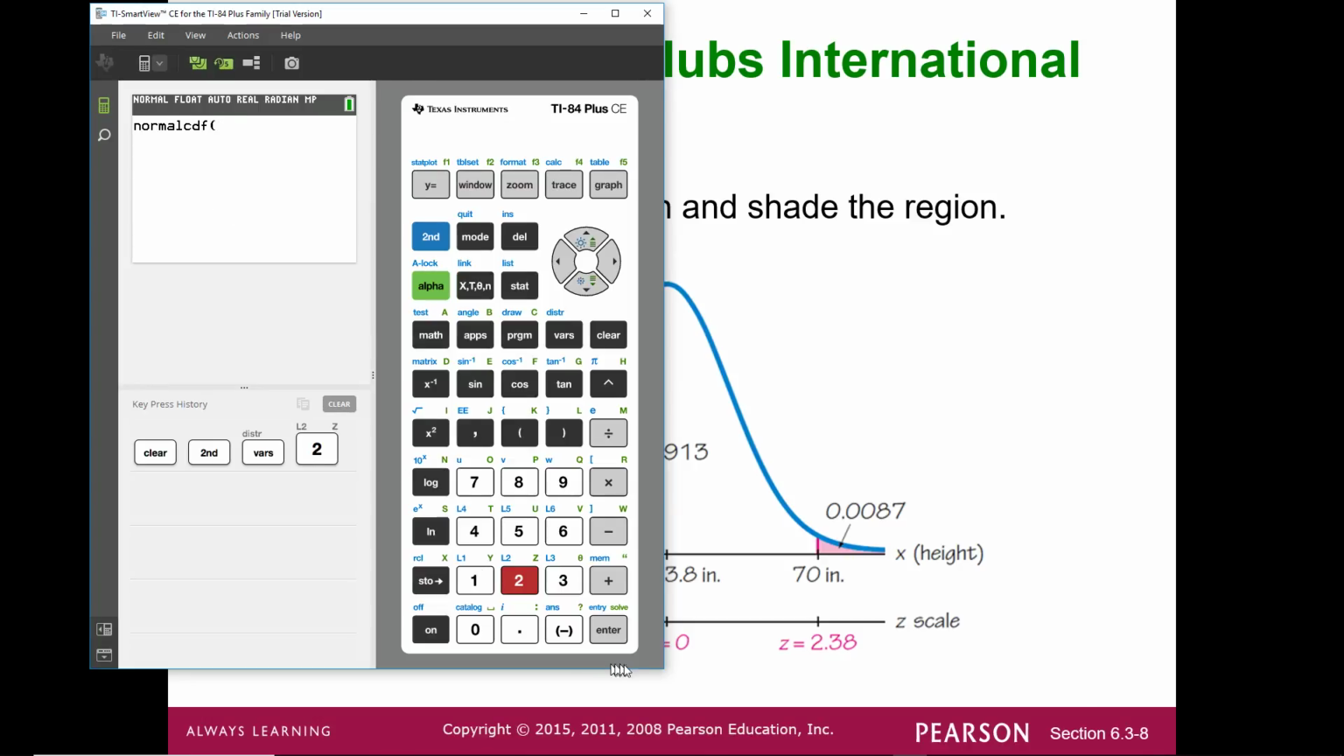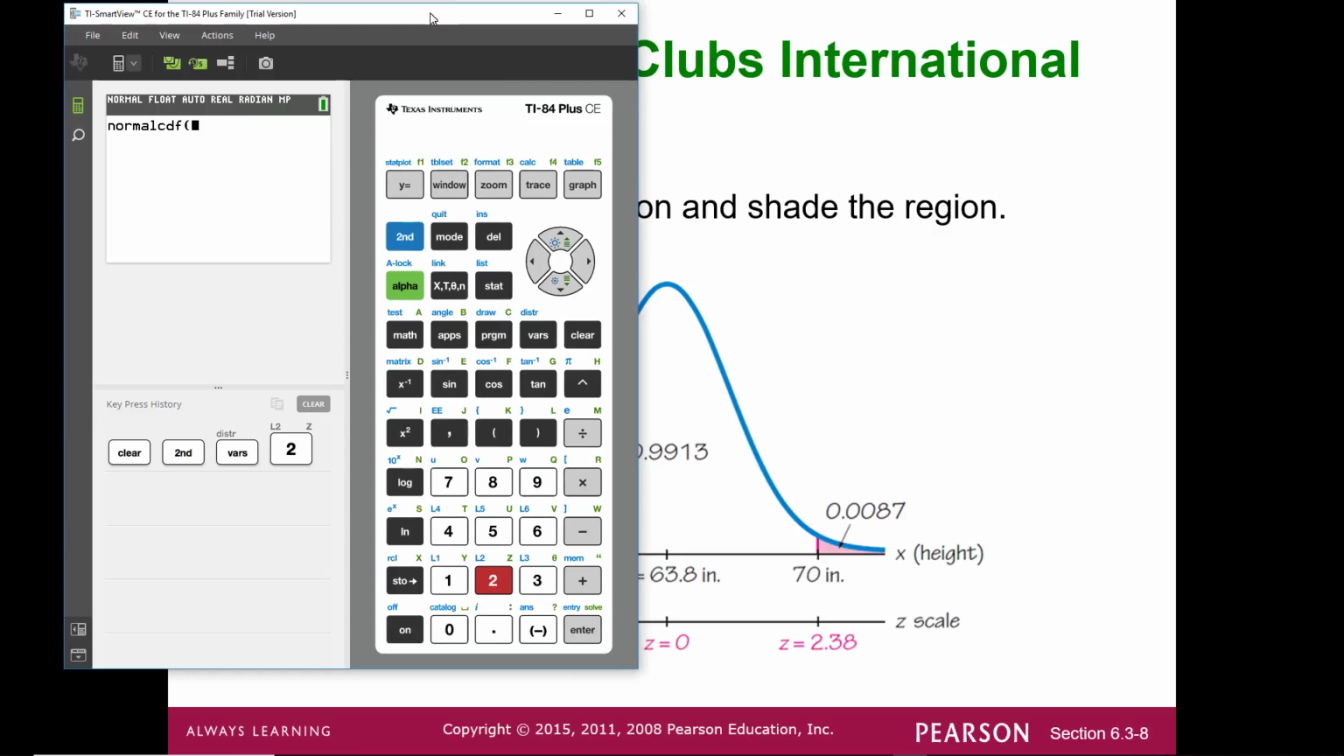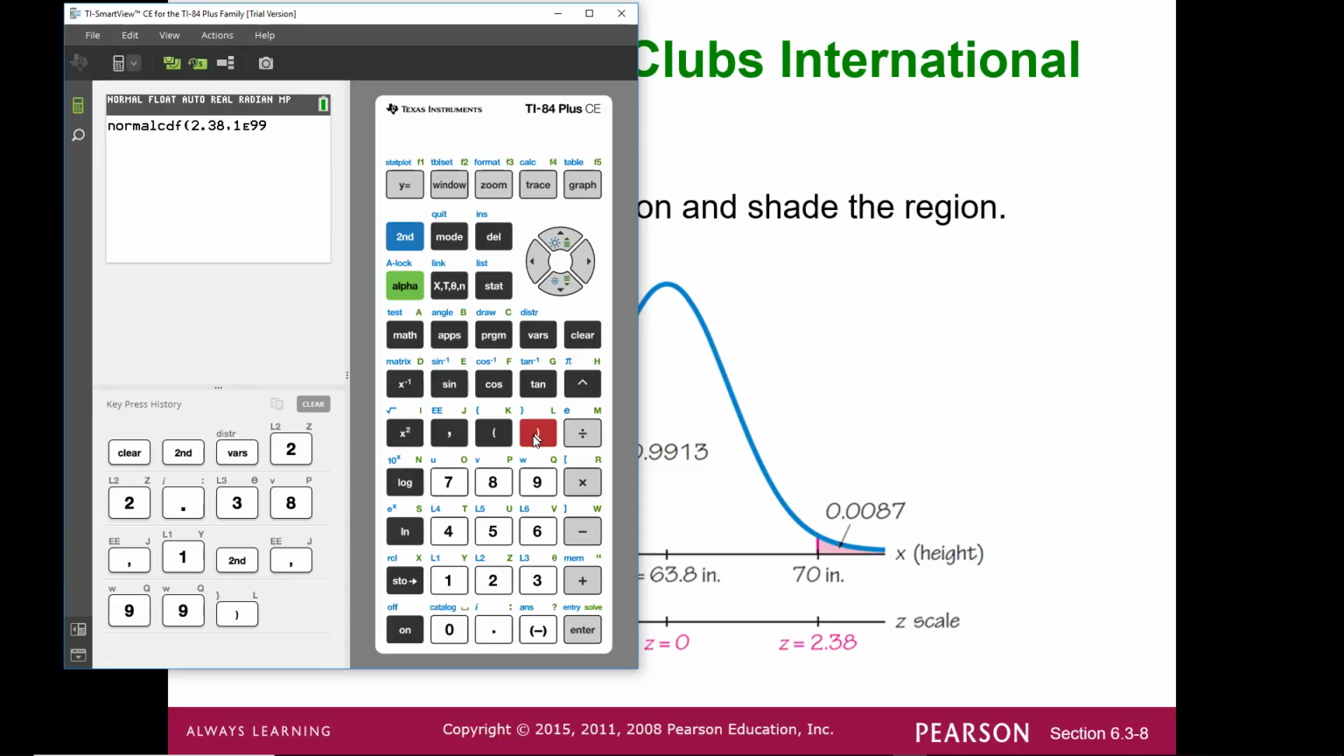Alright, now normal CDF, we're actually going to use the z-score for the bound, and then eventually we will use the 70, the raw score. So let's do this. I'm going to put in 2.38 comma and then a very large number like 1e to the 99. And there it is. I got 0.00865. That looks like the area that they have identified.